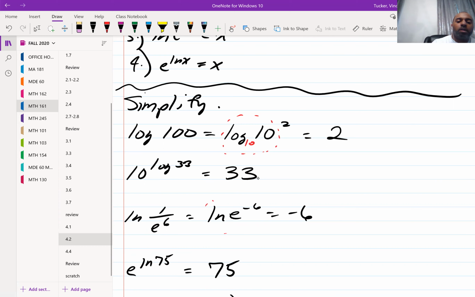Next one, we have the natural log of 1 over e to the 6. So first thing I did was I rewrote 1 over e to the 6 as e to the negative 6 power. Remember to write it without it being a fraction. You can bring your exponent up top, but turn it negative. And then this part right here will cancel for you, leaving you with just negative 6.